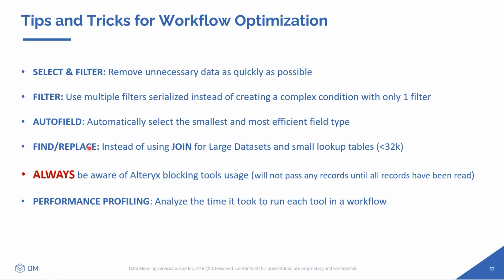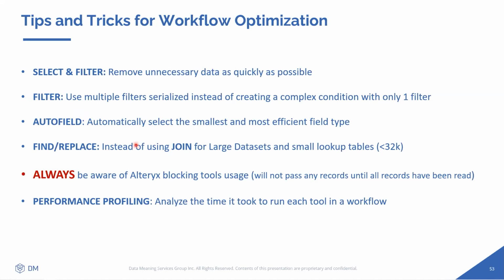Always use the auto field to automatically select the smallest and most efficient field type. And the idea here, of course, is that it takes a lot of time to run the auto field, but you have one specific process where you use the auto field to create the whole suggestion for the most efficient field types, and then we remove the auto field from the workflow. So that's the whole idea.